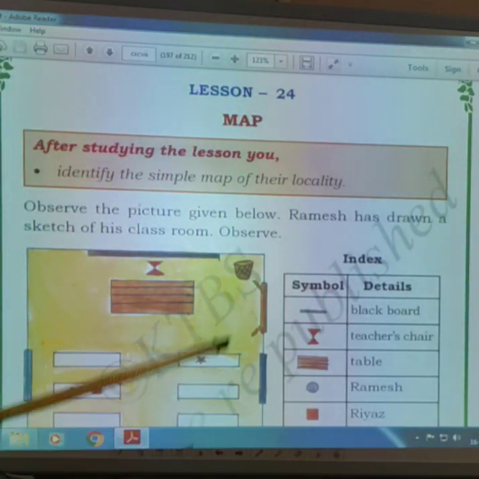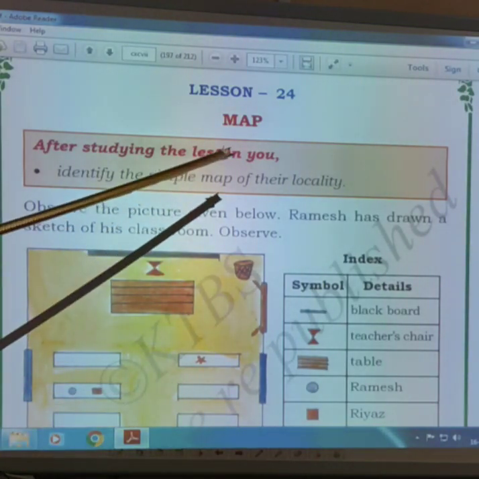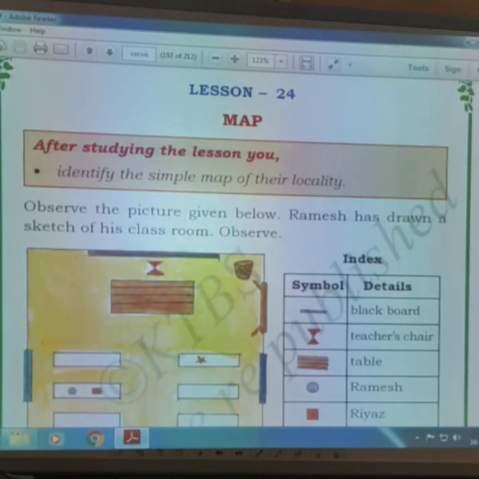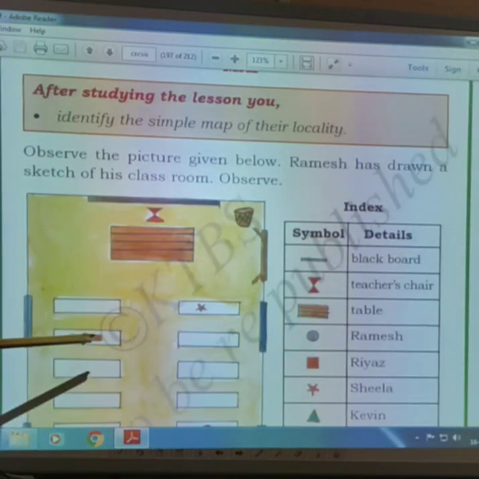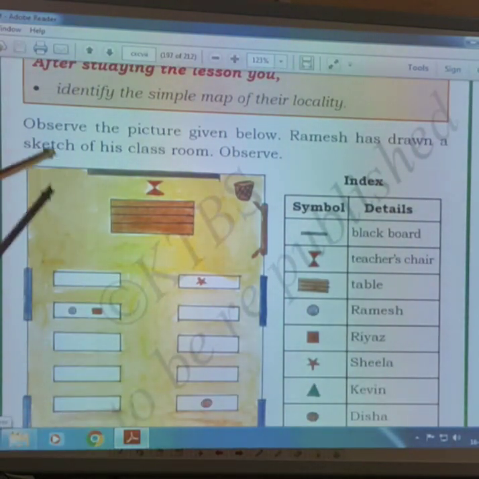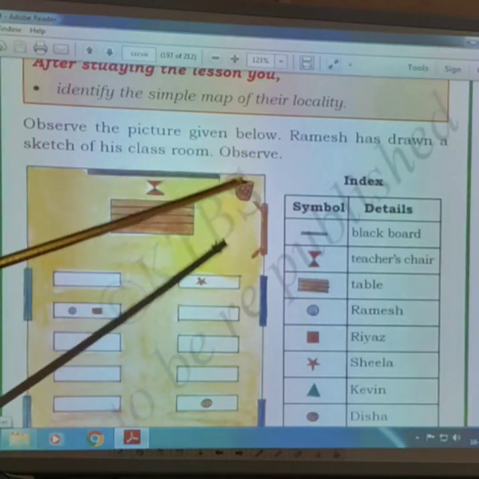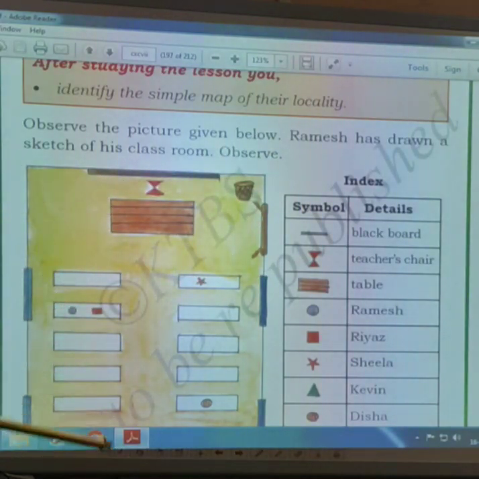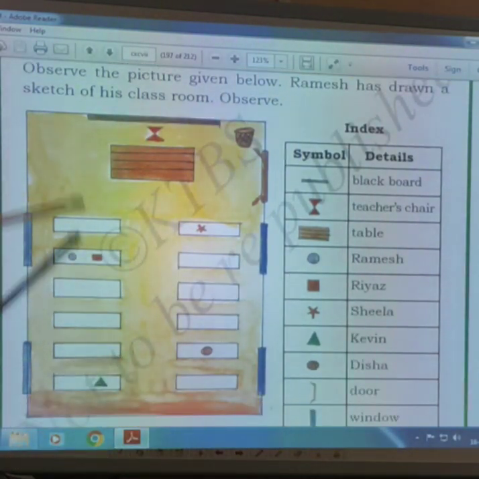Okay, here you are going to learn to identify the simple map of the locality. Here some pictures are given below. Observe the pictures given below. Ramesh has drawn a sketch of his classroom. See, this is the drawing sketch of his classroom.